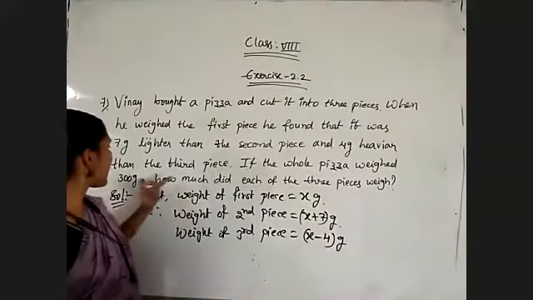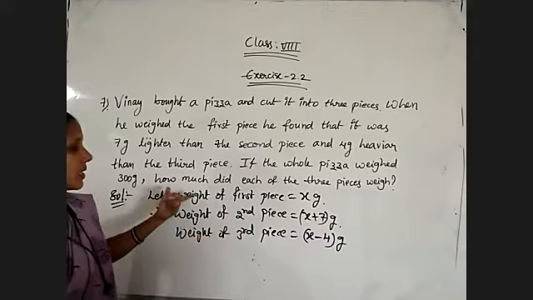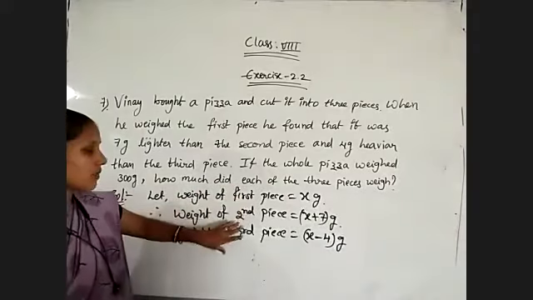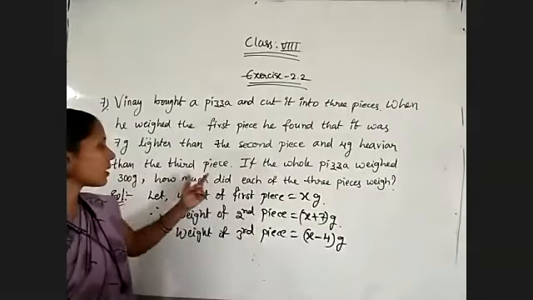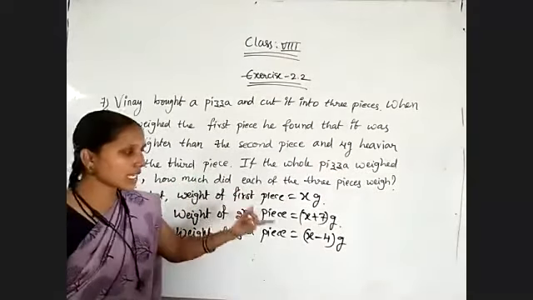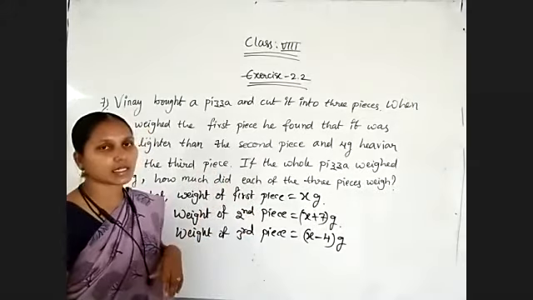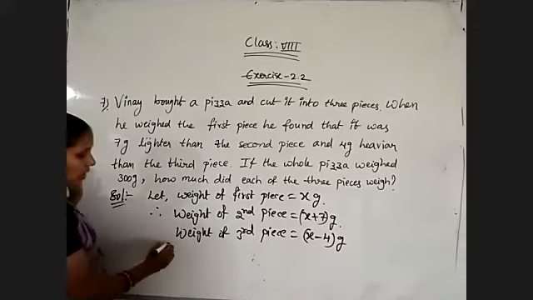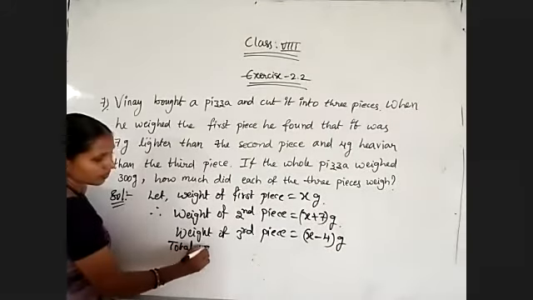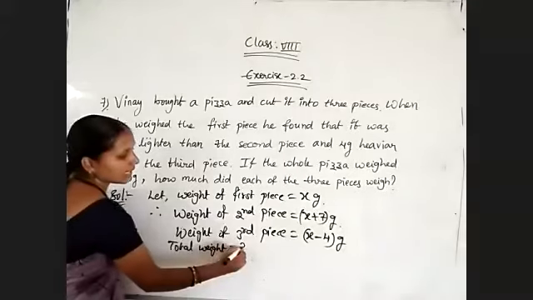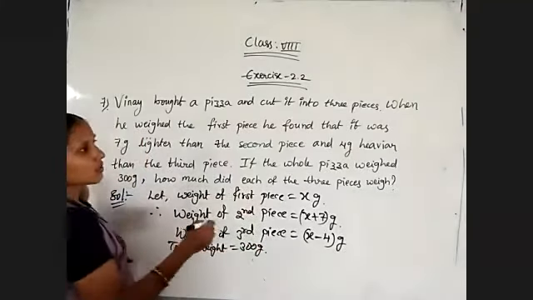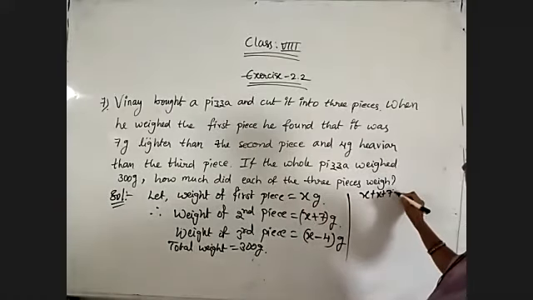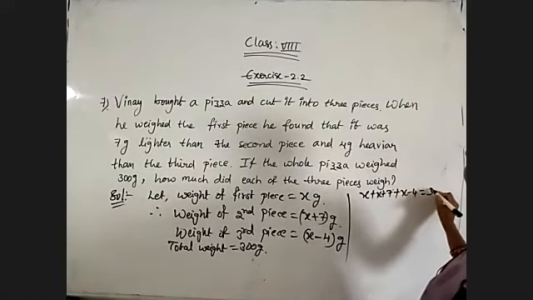If the whole pizza weighed 300 grams, the total weight of the pizza is equal to 300. The total weight is nothing but the weight of the first piece plus the second piece plus the third piece. So the sum of these three pieces will be equal to 300. So x plus x plus 7 plus x minus 4 is equal to 300 grams. We need to find the weight of each piece.